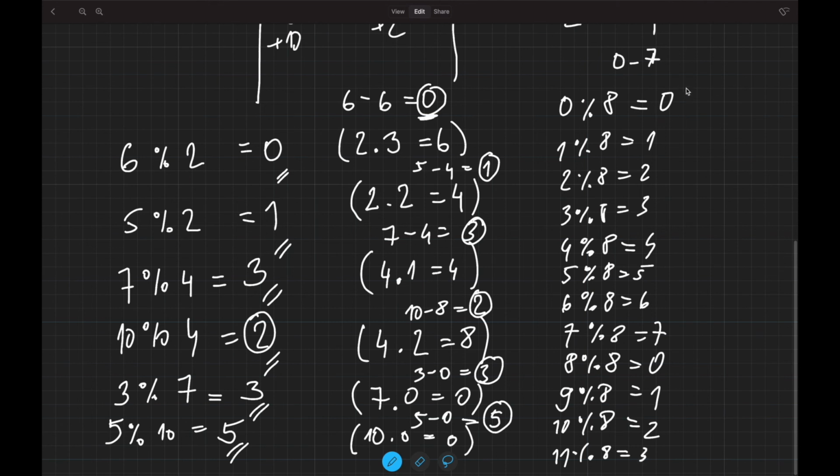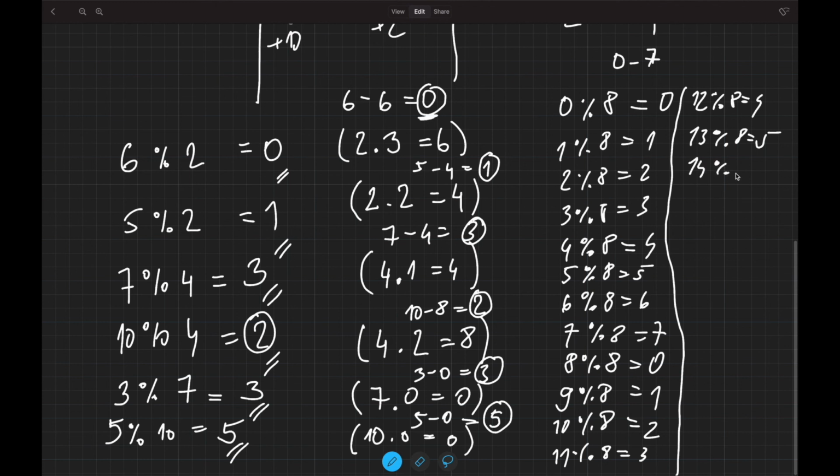Now I'll go on. 12 modulo 8 is 4. 13 modulo 8 is 5. 14 modulo 8 is 6, you get the point, right? 15 modulo 8 is 7. 16 modulo 8: I can fit 8 exactly 2 times into 16, and the remainder after that is 0. And I'm going again. 17 modulo 8 is 1, and so on. I will be cycling like this from 0 to 7 infinitely.